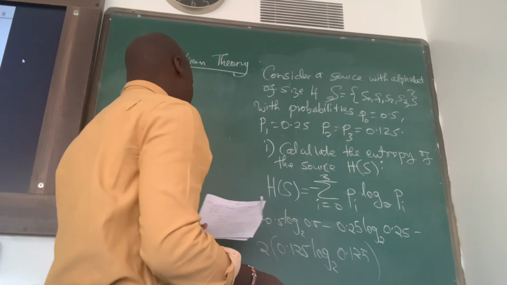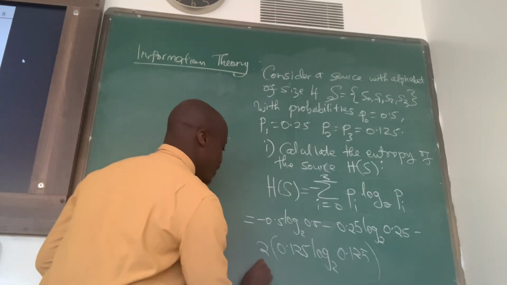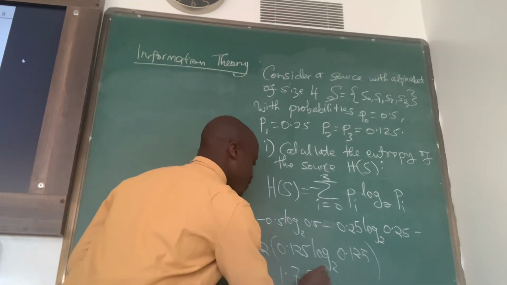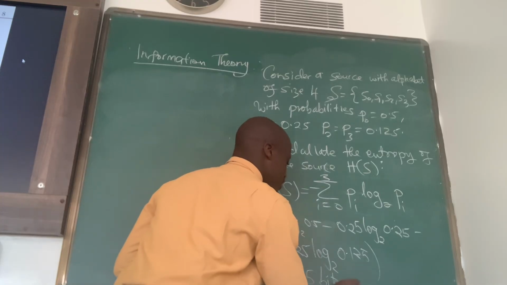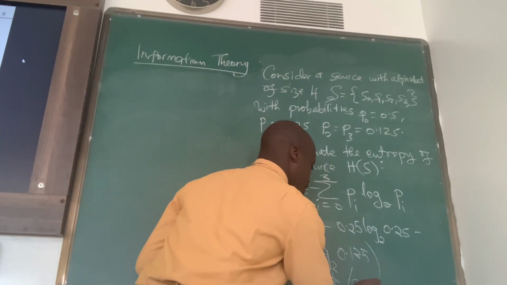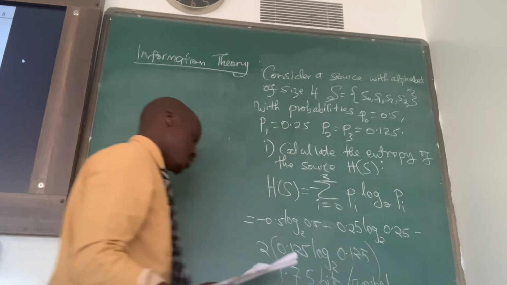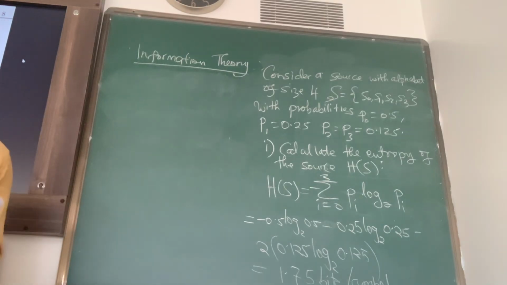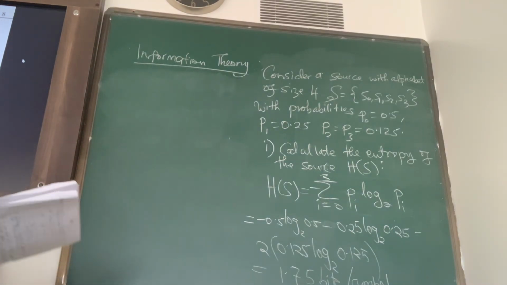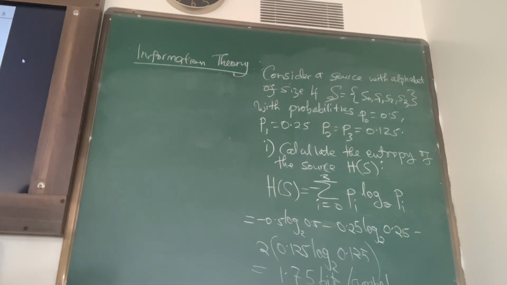Then if you work it out, you're going to get an answer of 1.75 bits per symbol. So that's just a direct substitution that should be quite easy to get the entropy of that function.